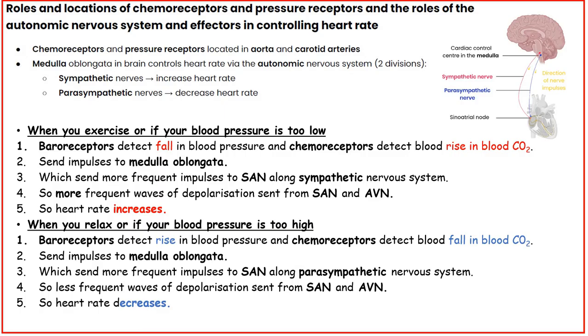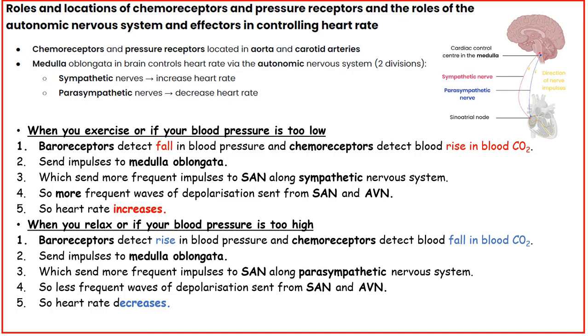When you exercise, or if your blood pressure is too low, baroreceptors detect a fall in blood pressure, and chemoreceptors detect a rise in blood carbon dioxide. They send impulses to the medulla oblongata, which sends more frequent impulses to the SAN along the sympathetic nervous system. So there are more frequent waves of depolarization sent from the SAN and the AVN, so the heart rate increases.